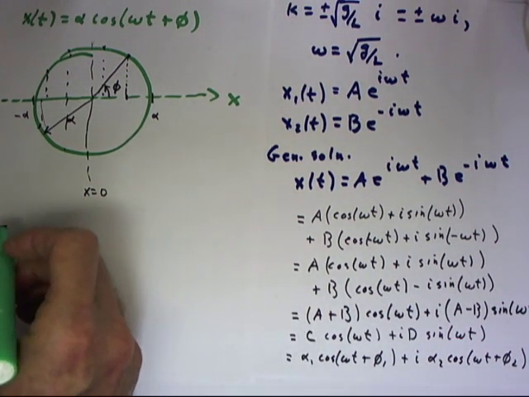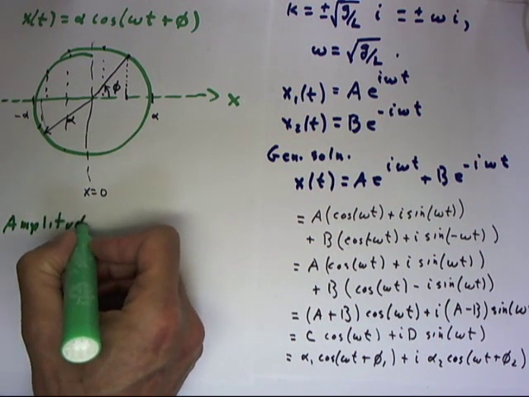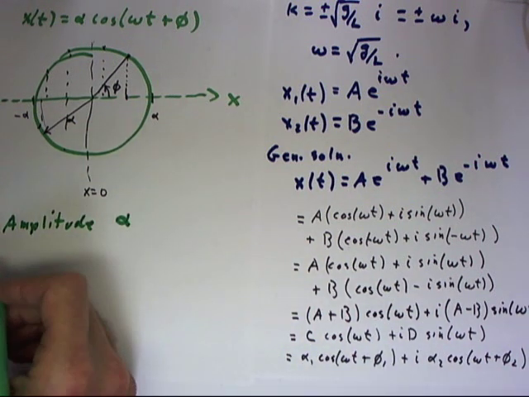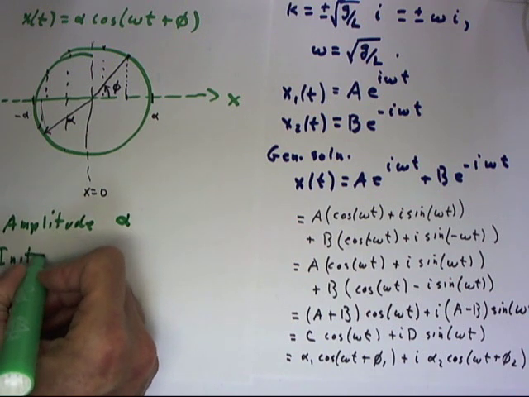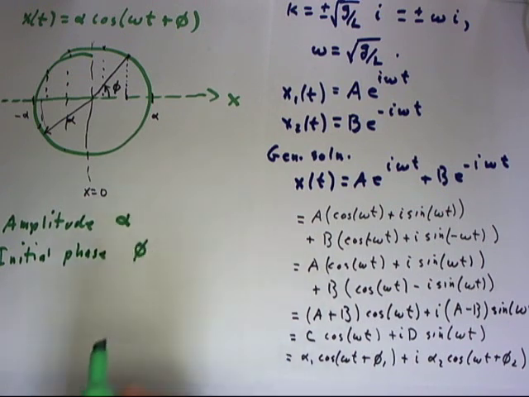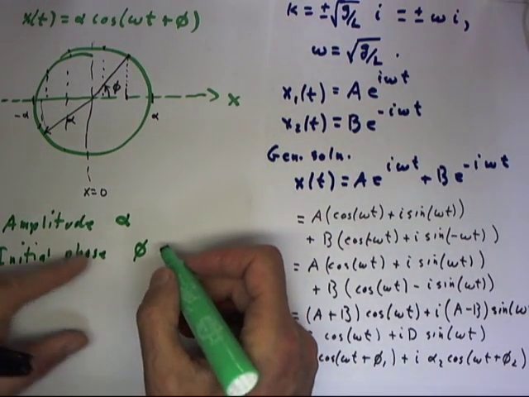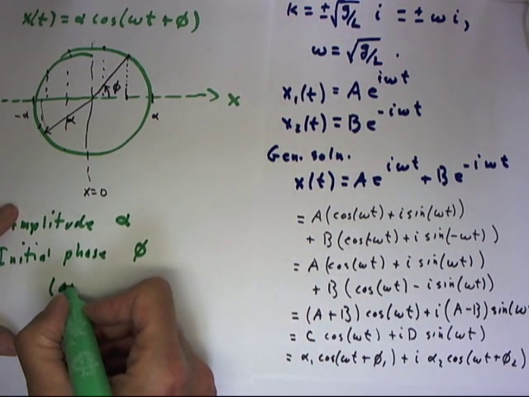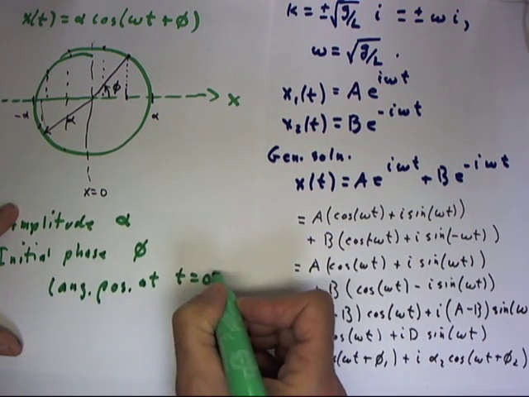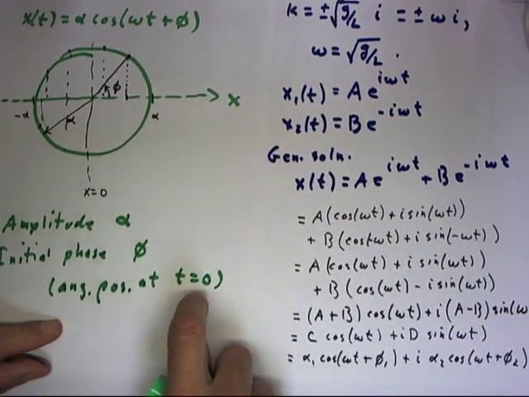Any pendulum of this description has an amplitude of motion, which we identify with alpha, and an initial phase, which we identify as our phi. And that initial phase is the angular position at t equals 0, the angular position of our reference point at the t equals 0 instant.